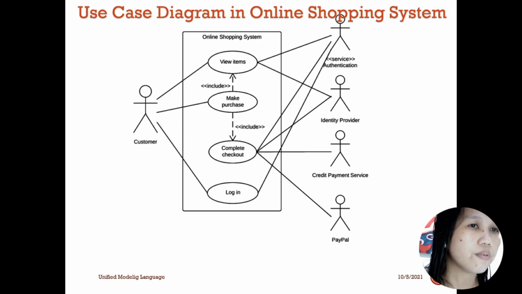Remember that in all the diagrams I'll be presenting to you, we will be passing through an online shopping system in a different diagram. So we have the customer. This is the online shopping system, and then the other actors will be the service authentication, the identity provider, the credit payment service, and then PayPal. So we have 4 use cases in our online shopping system. We have the login, view items, make purchases, and then complete checkout.